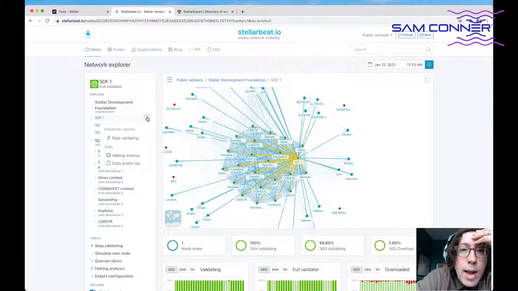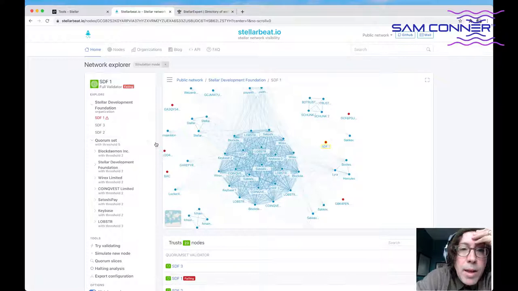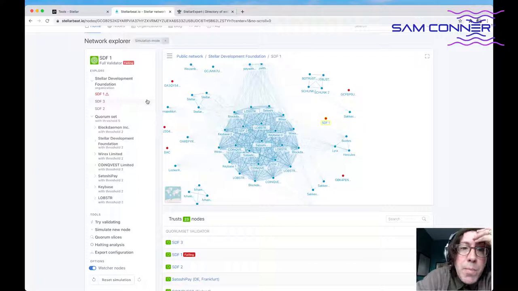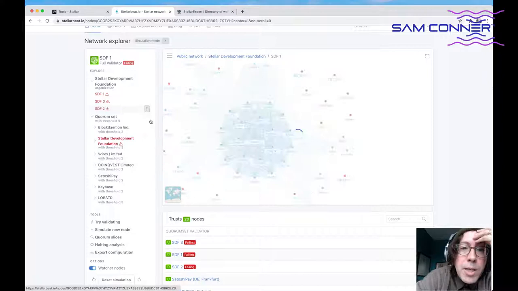So you are now simulating what happens if we turn off that validator. Now turn off SDF 3 and 2. Turn them both off. This is a simulation of what happens if the Stellar Development Foundation leaves the network entirely.